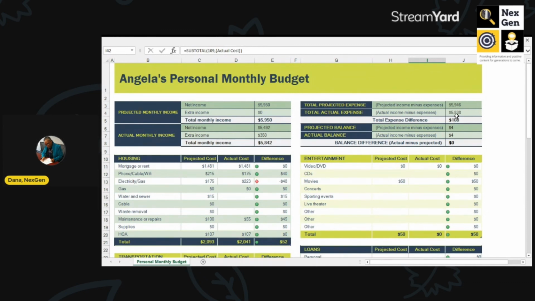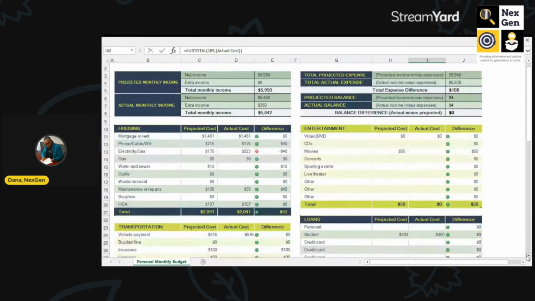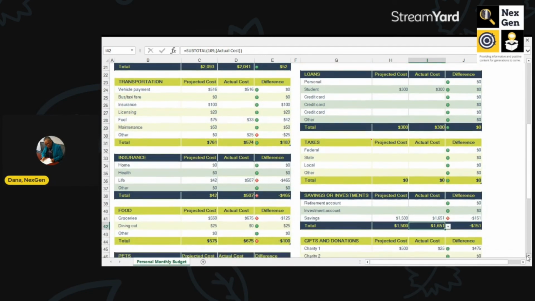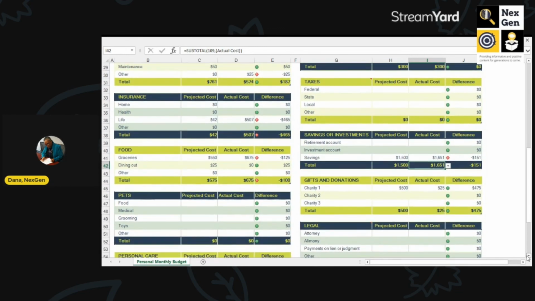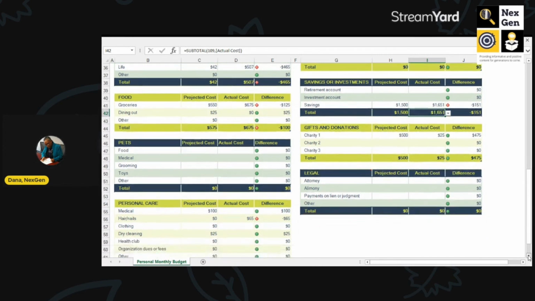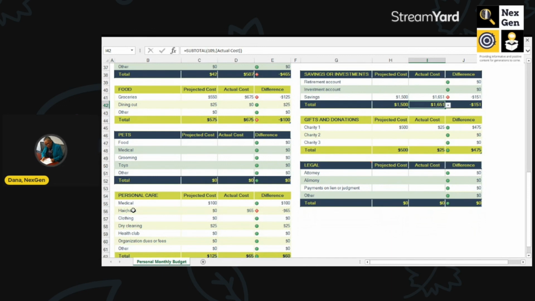So her actual expenses right here from her projected. This is what doing a budget looks like when you actually have expenses that you can plug in. You'll see that there's some areas that are higher and then some areas that are on point that match your budget. And then there's some that you actually do less than. And then you have areas where you did not have it budgeted for.